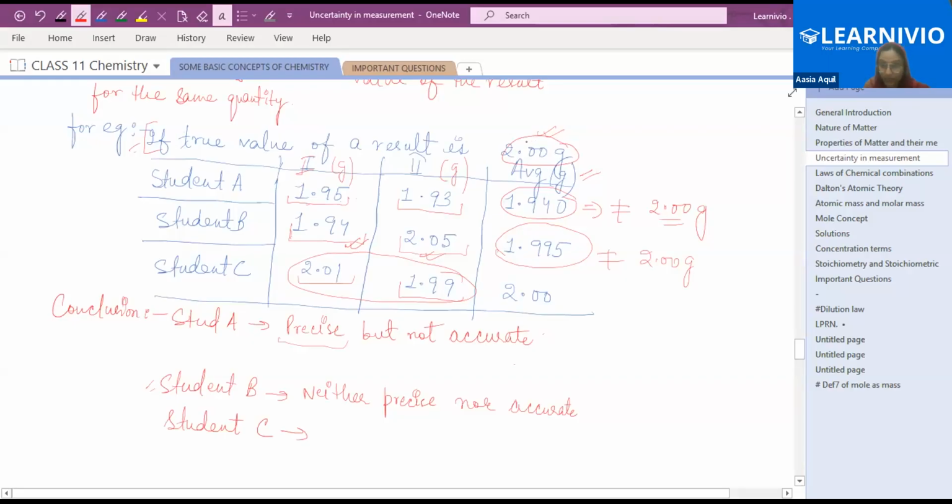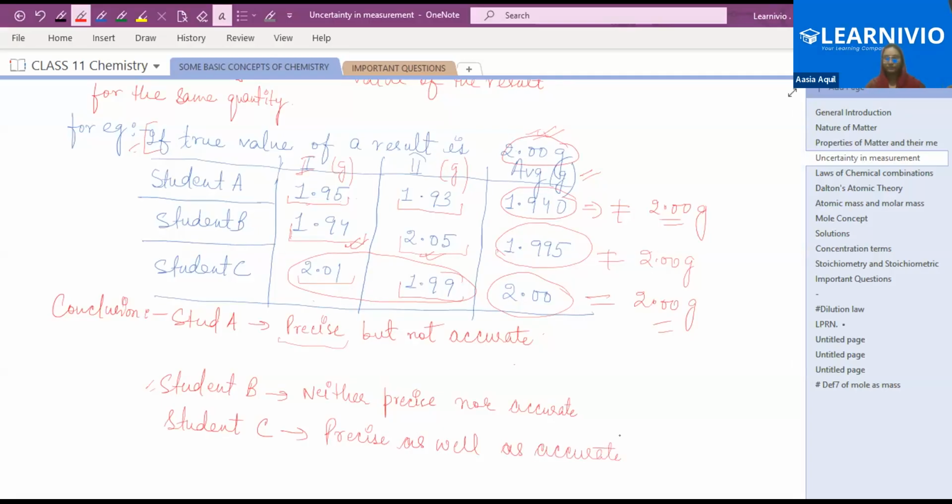So here you can see, when you take the average of these two readings, you will get exactly 2 gram. And this is equal to the true value, which is 2 gram. So we can say that student C's reading is precise as well as accurate. Clear? Yes, that's the meaning of accuracy and precision.